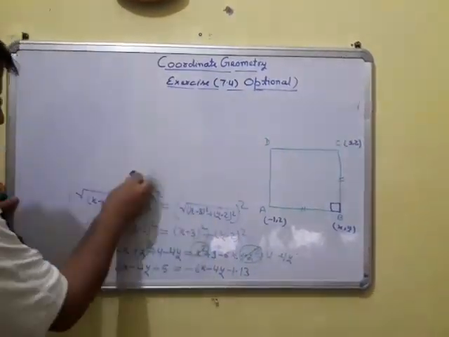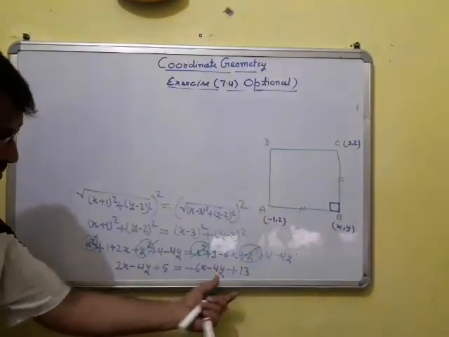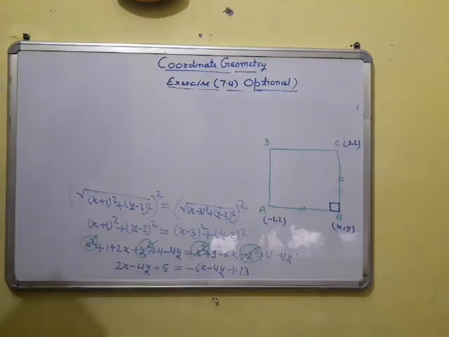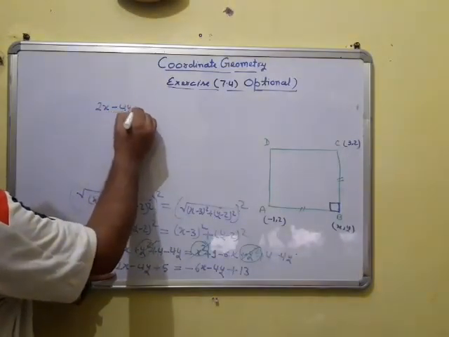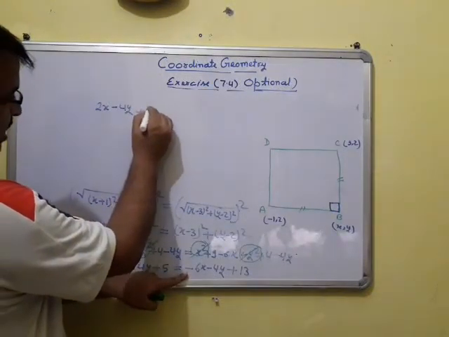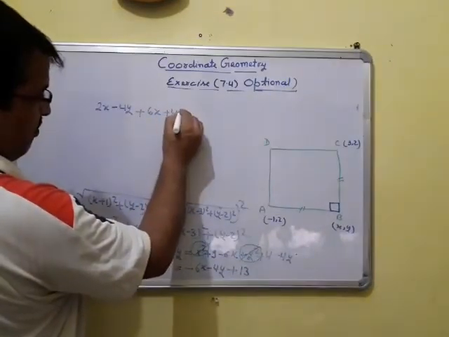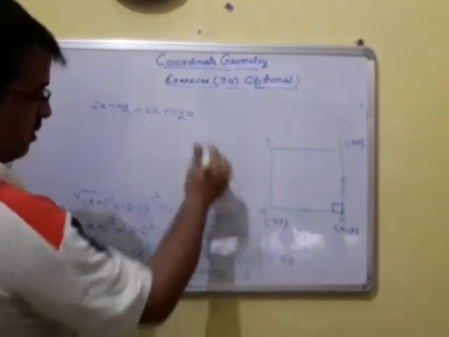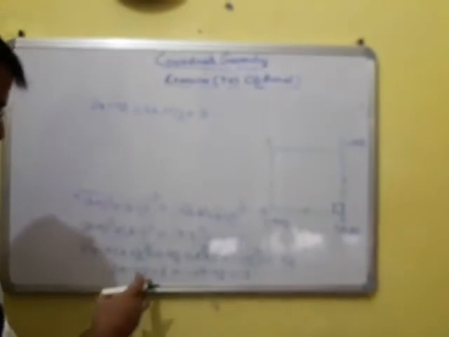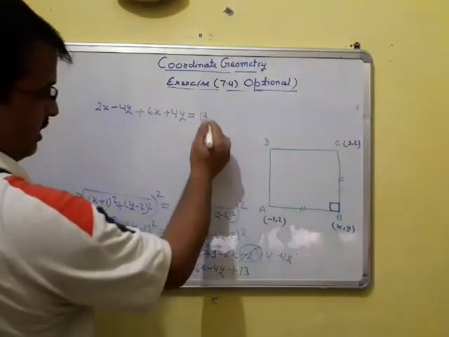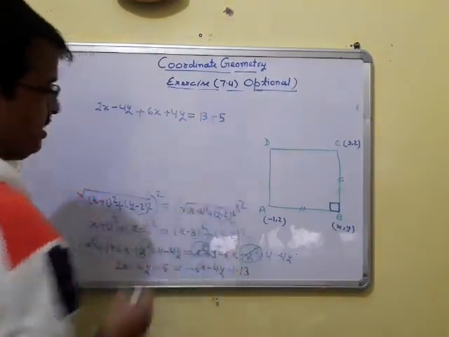Here, if we look again, we put the variables on one side and the constants on the other side. So what we get here: 2x − 4y, and here is −6; from that side we get plus 6x plus 4y equal to 13. The constant plus 5 goes to that side and becomes minus.